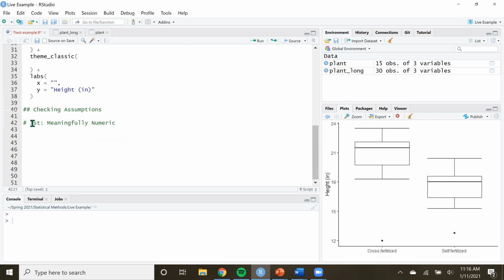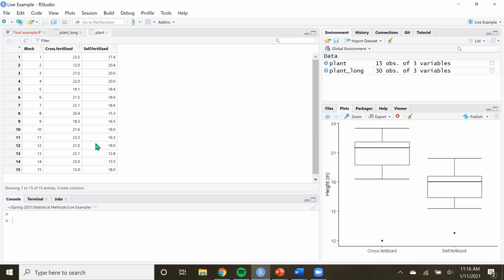Meaningfully numeric, okay? And we can check that by just thinking, do these numbers here represent something that is continuous or something that is truly numeric? And in this case, yes, they do. They represent the heights of these two different types of fertilized plants, okay, peat plants.